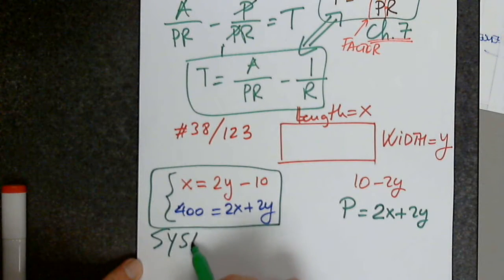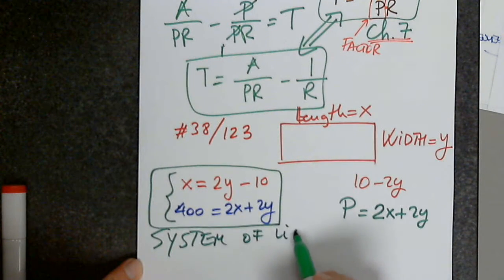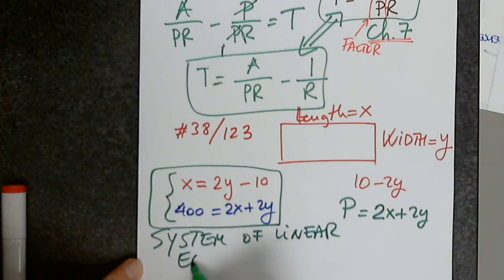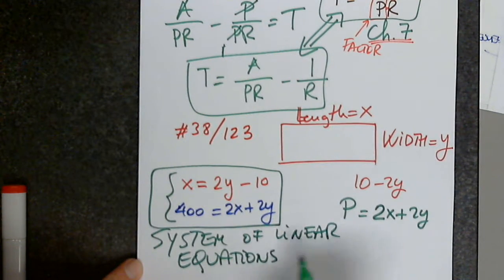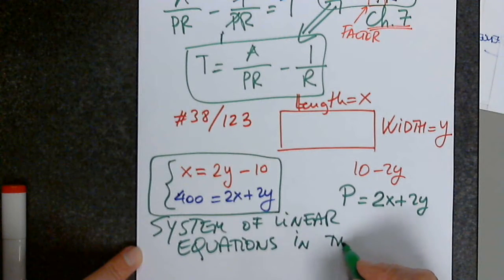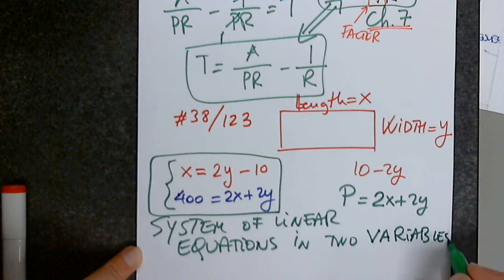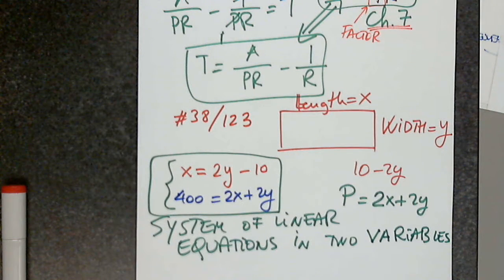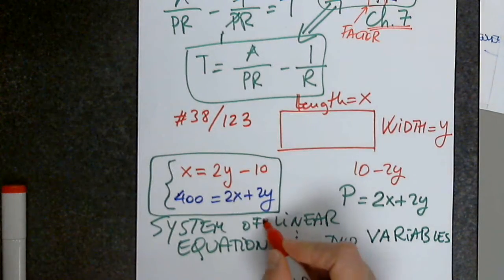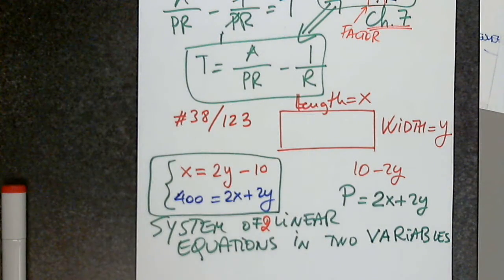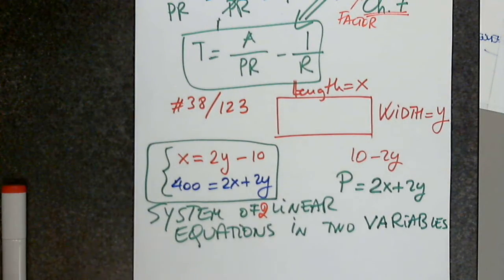It's called a system of linear equations in two variables. It's a system of two equations in two variables. System of two linear equations in two variables. I will write here too. It's clear, but system of two linear equations in two variables. Perfect. Can anyone give us an idea what to do?